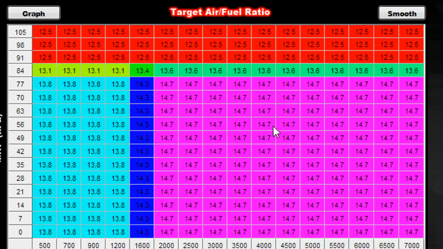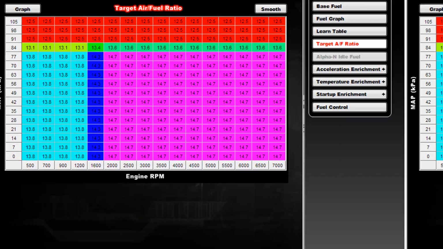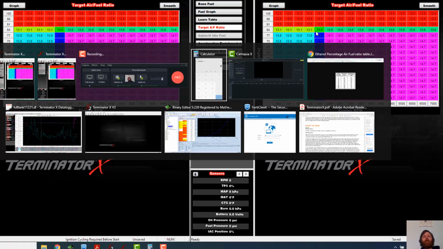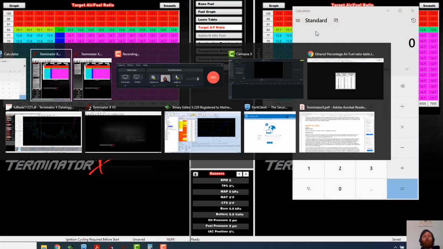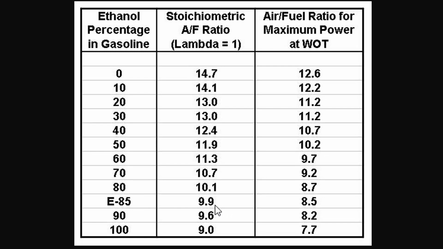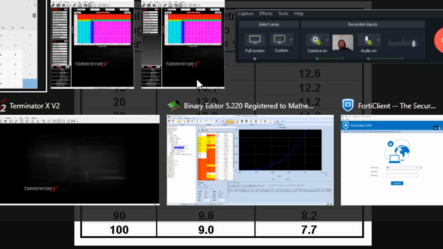So what I'm going to do here is I just want to show you something. I've got a second version of this loaded up side by side. So this is what things would look like in the naturally aspirated world with pump gasoline. Now, to convert this to pure E85, how would we do it? Well, this is what the math would look like. So if you look back at this chart that I had pulled up, if E85 needs an air-to-fuel ratio of 9.9 and pure gas is 14.7, then here's the math you need to do.